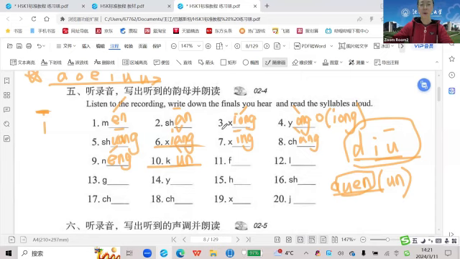Number 11, we are just taking a dictation and reviewing the finals we have learned before. So please listen to me carefully and write the final and the tone in the chat room. Number 11. 风. 风. 风, quickly.